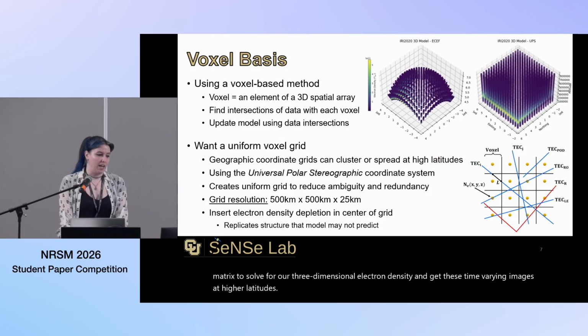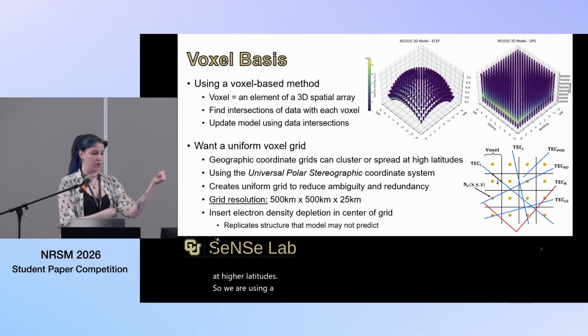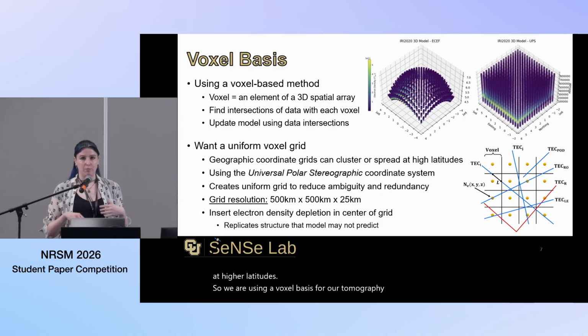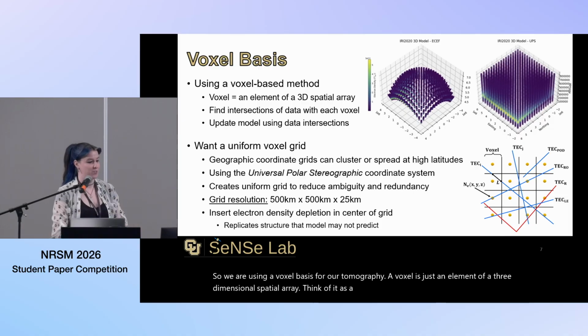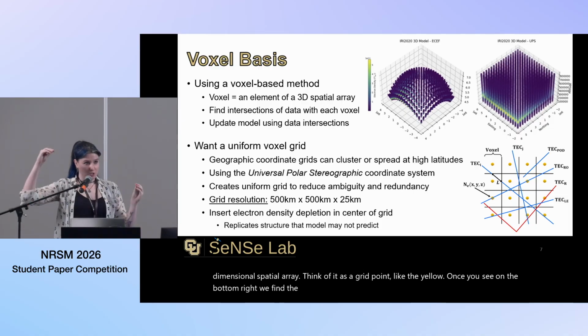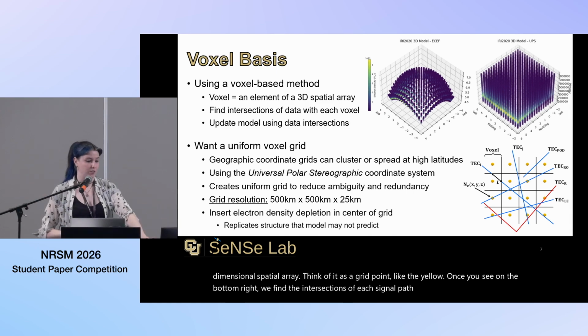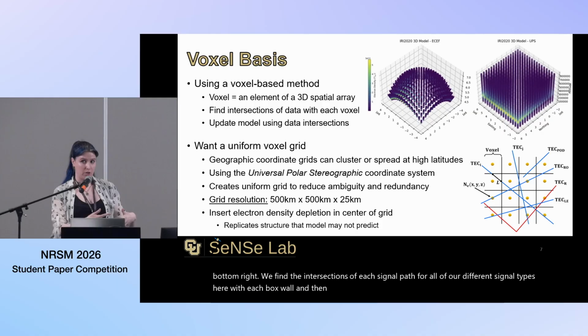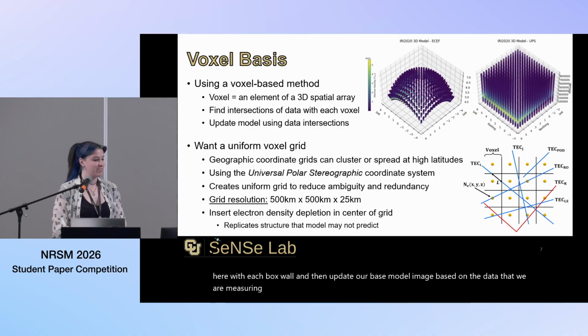So we are using a voxel basis for our tomography. A voxel is just an element of a three-dimensional spatial array. Think of it as a grid point like the yellow ones you see on the bottom right. We find the intersections of each signal path for all of our different signal types with each voxel, and then update our base model image based on the data that we are measuring or simulating in this case.